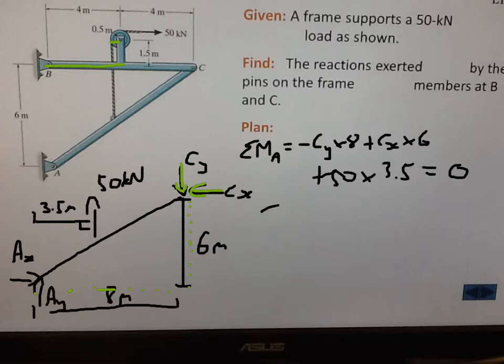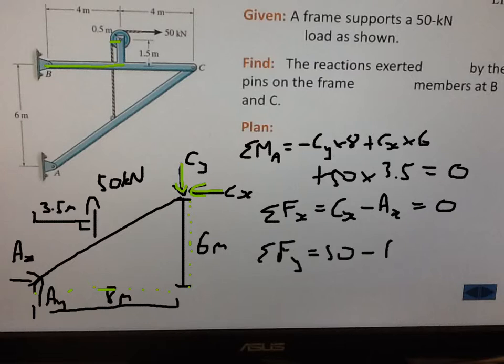We can also do the sum of the forces in the x direction, and that's just going to equal CX minus AX equals 0, so we know obviously CX equals AX there. And we can do the sum of the forces in the y direction, which is going to be 50 minus AY minus CY equals 0. So there's not a lot you can do yet with that.